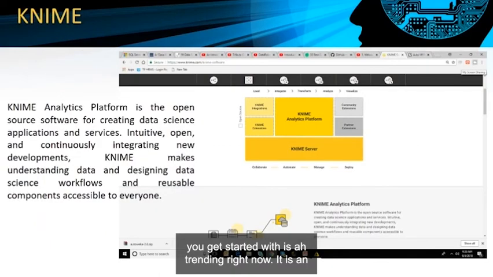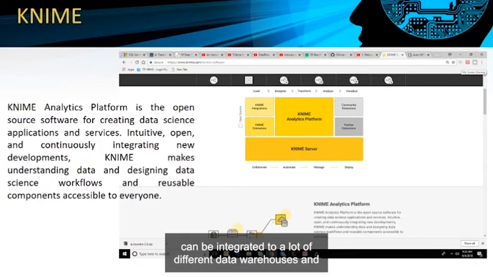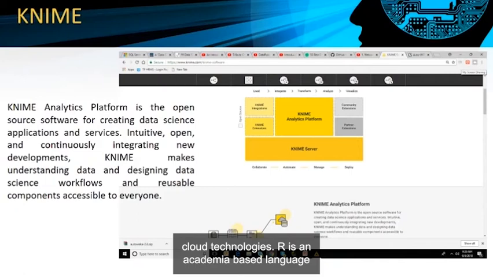KNIME is trending right now. It is an analytics platform which is very easily plug and play, builds a pipeline of the CRISP-DM model, and that pipeline has reusable components which can be accessed by different kinds of other platforms. So it can be integrated to a lot of different data warehouses and cloud technologies.